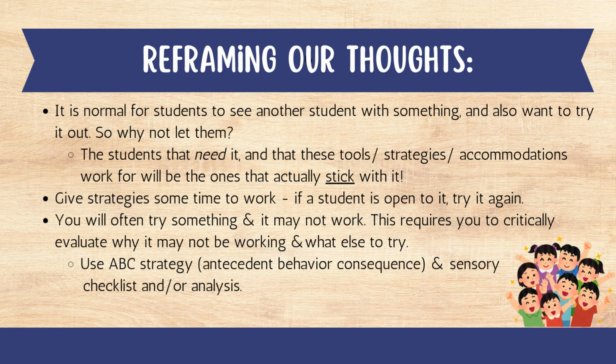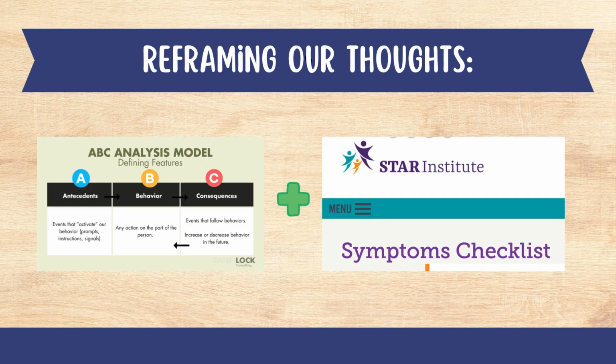When something doesn't work, we evaluate why through tools like the ABC strategy, which I believe most teachers are familiar with, and the symptoms checklist from the STAR Institute of Sensory Processing. The ABC strategy stands for antecedent, behavior, consequence. The symptoms checklist is a tool created by the STAR Institute of Sensory Processing to better understand manifestations of differences in sensory processing that are considered outside the typical range. You can find it through their website or attached to this training module.